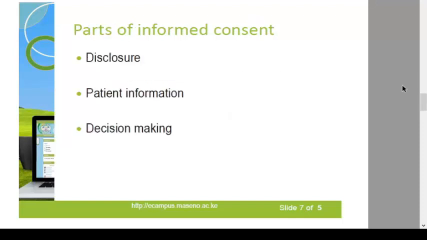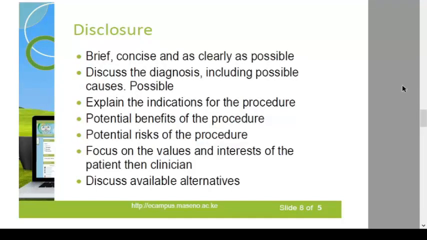There are 3 parts of what we call informed consent. There's disclosure, there's patient information, and there's decision making. At disclosure, what we ask is that you need to be brief, concise, and as clear as possible as you're disclosing the nature of the pathology, the nature of the intervention, the indications, the risk, and possible outcomes.